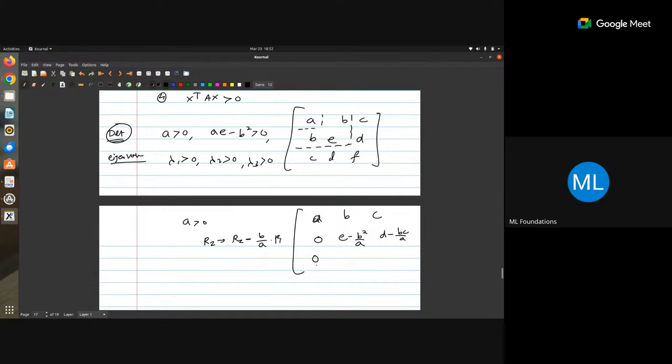If I wanted to make this zero, what do I have to do? R3 is changed to R3 minus D by A of R1. So this will become D minus BC upon A.